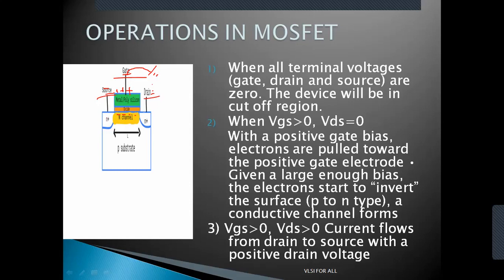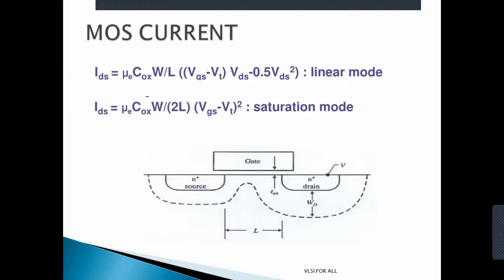If we connect a positive drain to source voltage, then this conduction path, or we can say the conduction between the source and drain, can be easier. And charge carriers will flow from source to drain in this direction, and current will flow opposite to the electron, that is called drain current. After derivation, we will get the drain current equation for linear and saturation mode. By this figure, we can understand the basic operation of the MOSFET.